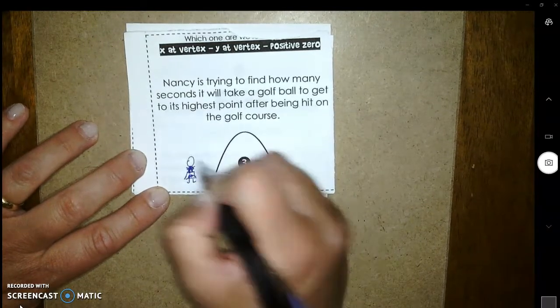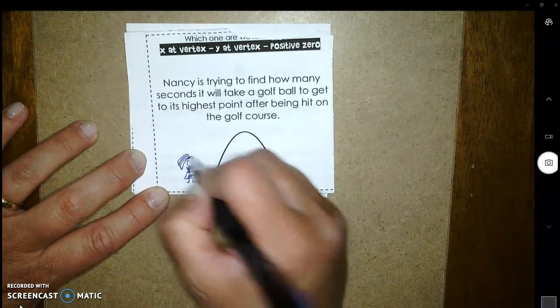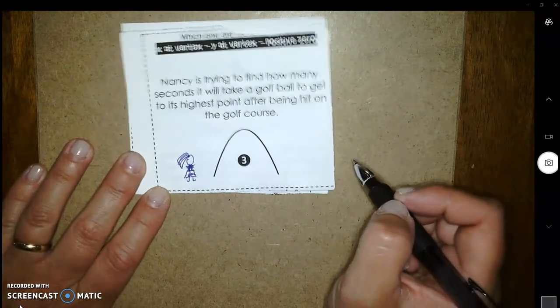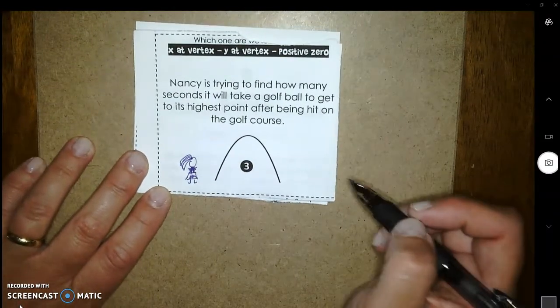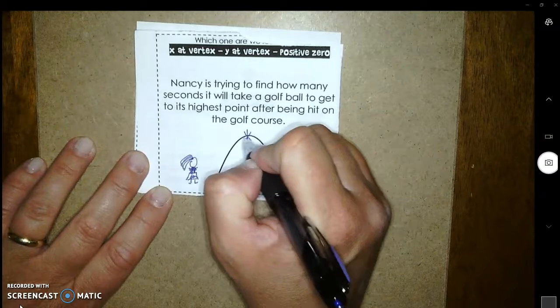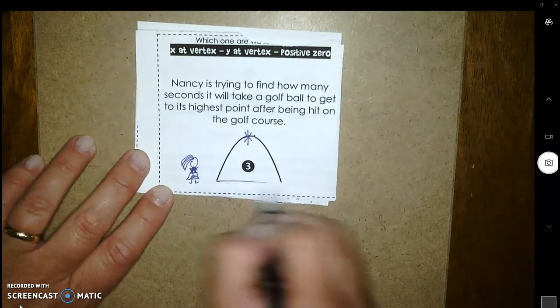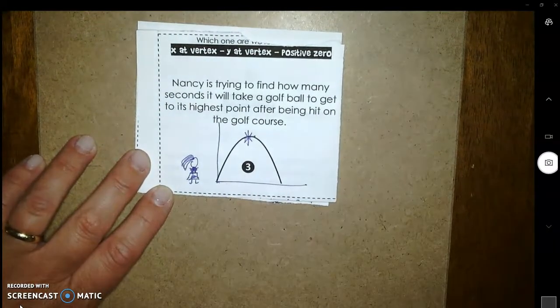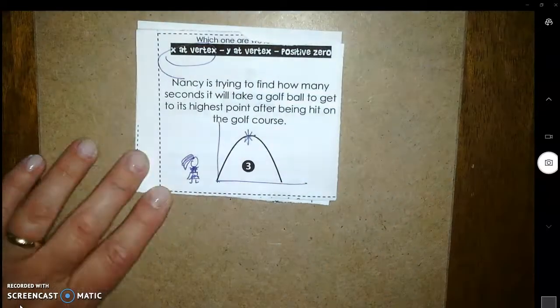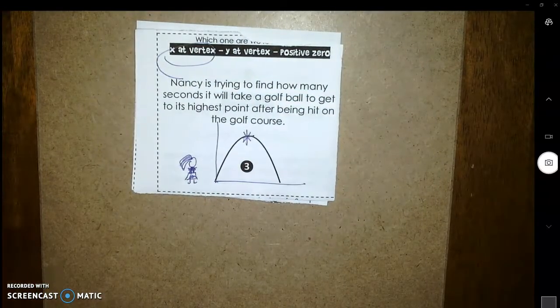Crazy Miss Hunsaker, really? Okay, here's Nancy with her ponytail. How many seconds will it take to get to the highest point? Well, the highest point is the vertex, and do we want the X or do we want the Y? And so I'm hoping that you said X-axis. All right, let's go try some real problems.